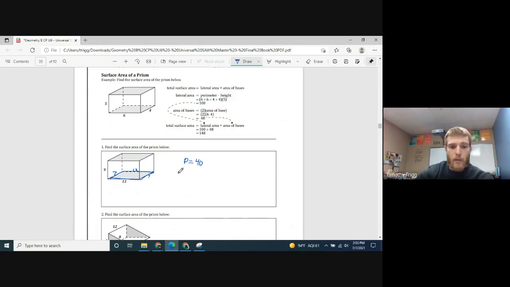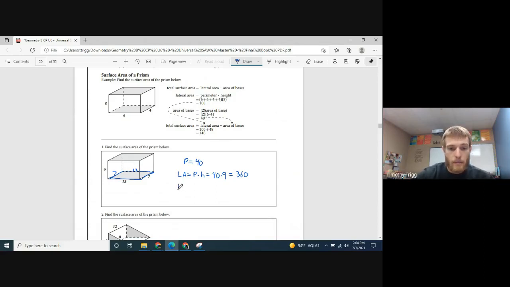Now we want to find the lateral area. So I'm going to put LA for lateral area. But the way you find that is you take the perimeter of the base times the height of your three-dimensional object. So in our case, that's going to be 40 times, what's our height? Well, that's 9 in this case. So our lateral area would be 40 times 9, which is 360. So again, that's the lateral area. That's the area of all the surfaces except the bases, the area of the rest of the surfaces.